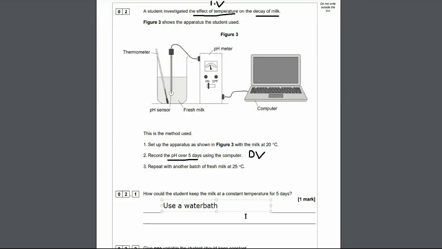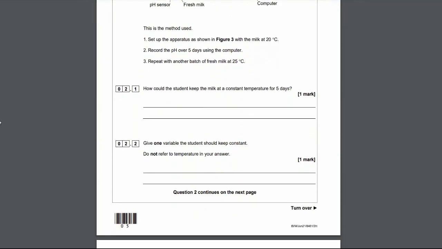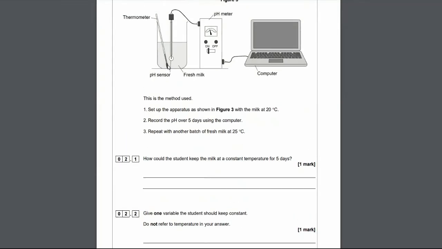How could the student keep the milk at a constant temperature for 5 days? Well, you use a water bath. Whether you're doing biology, physics, or chemistry, a water bath will control your temperature. 2.2, give one variable the student should have kept constant. Don't refer to the temperature. That's the independent variable. That's what they're changing. So they're changing the temperature between the different batches.